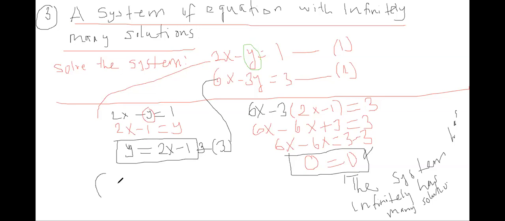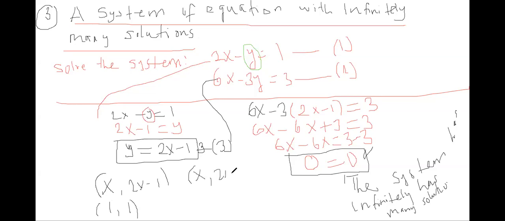So we can say that this is the solution. If x is this, then y should be what? 2x minus 1. So we can assume that x is 1. When x is 1, we substitute 1 here, that will give us 2 times 1, which is 2. Then 2 minus 1 is 1. This is a solution.